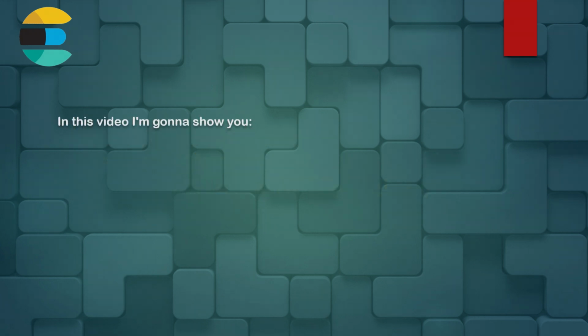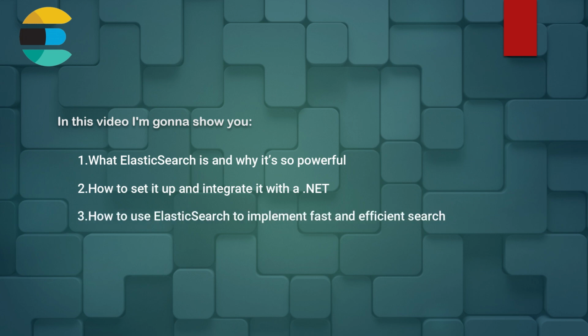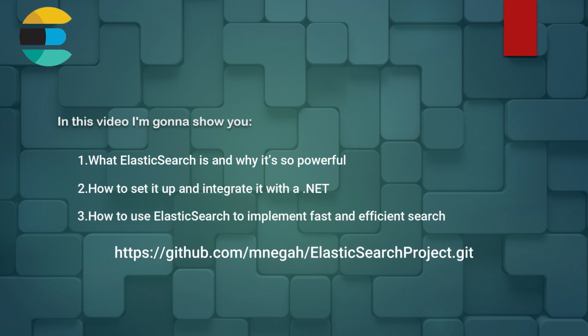In this video, I'm going to show you what Elasticsearch is and why it's so powerful, how to set up it and integrate it with .NET Core application, and finally how to use Elasticsearch to implement fast and efficient search functionality on your database. And the best part, I've uploaded the entire project to my GitHub account, so you don't need to start from scratch. Just head over to the link in the description below, download the project and follow along.